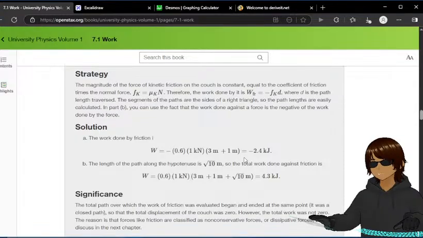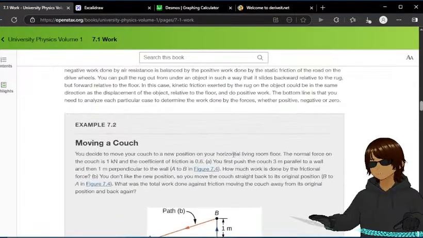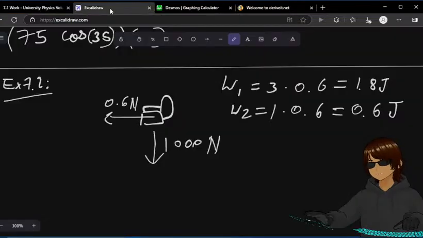Okay, negative 2.4 kJ. Why k? The coefficient of friction is 0.6. Do they mean 0.6 k? Do they mean this? Then it would make sense.